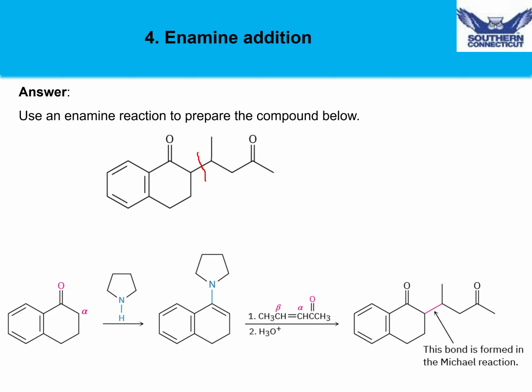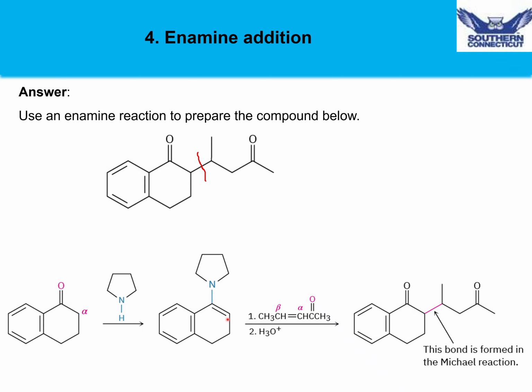On the left side, since the question asks us to use an enamine, we're going to use an enamine from this ketone. So if we use that ketone and add a secondary amine, again, it doesn't have to be this particular secondary amine, but any will do. We would make an enamine that we see here.